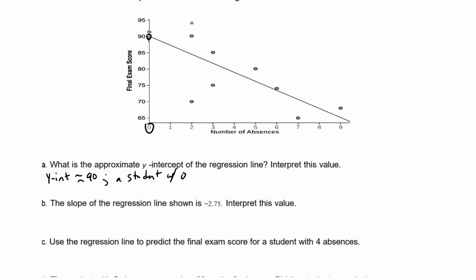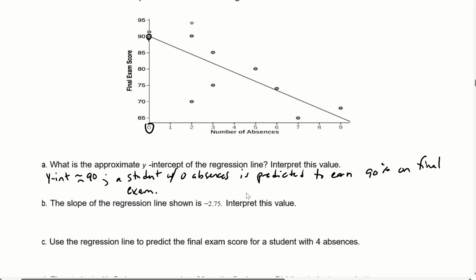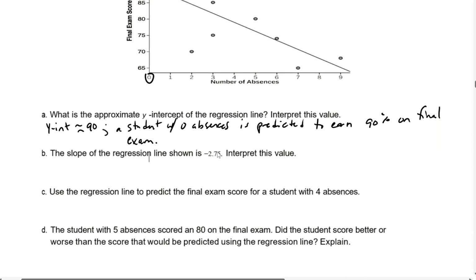A student with 0 absences is predicted to score about 90 percent on the final exam. Okay. All right, part B, the slope of the regression line shown is negative 2.75. Interpret this value. So negative 2.75 over 1.